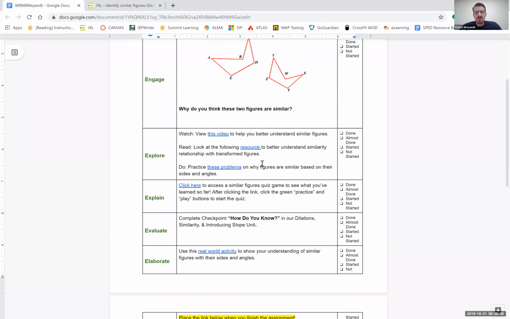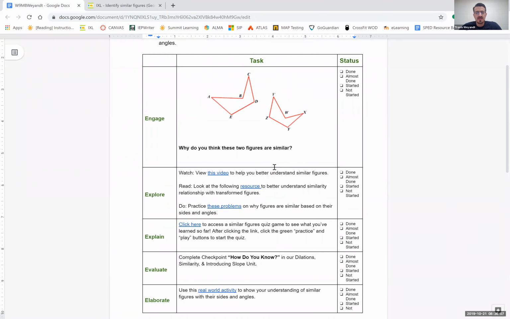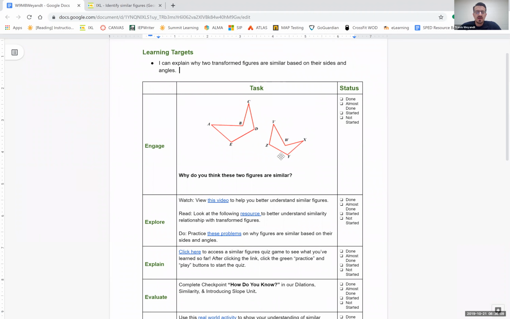Looking through this, if we go back to the engage part, again, can you answer why are these two figures similar? Even though they're in different orientations and the size may be enlarged, are they similar figures?